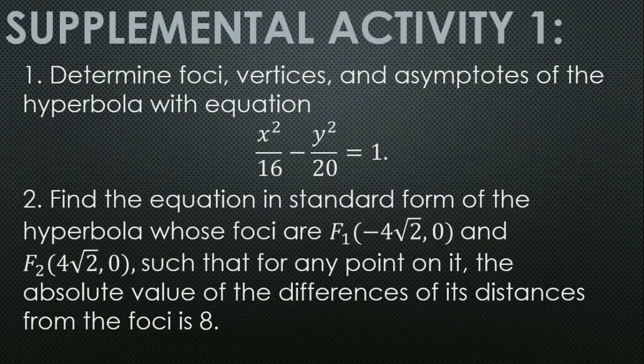For the activities, supplemental activity 1: determine the foci, vertices, and asymptotes of the hyperbola with equation x² over 16 minus y² over 20 is equal to 1. The second problem: find the equation in standard form of the hyperbola whose foci are given, such that for any point on it, the absolute value of the difference of its distances from the foci is 8.